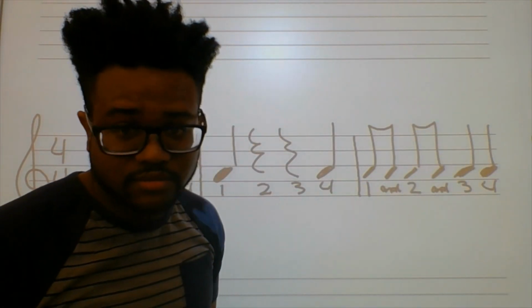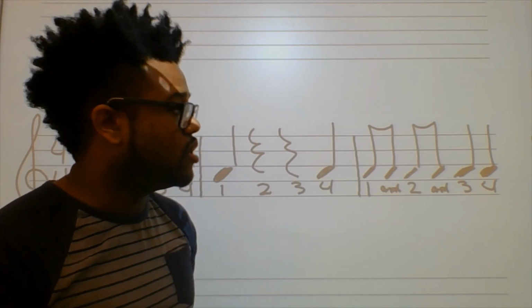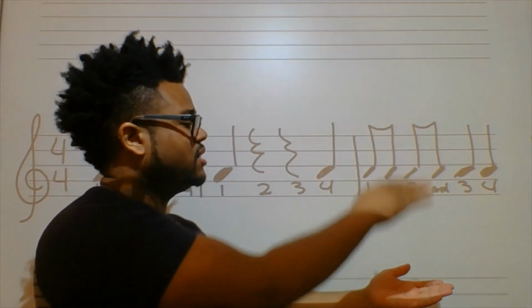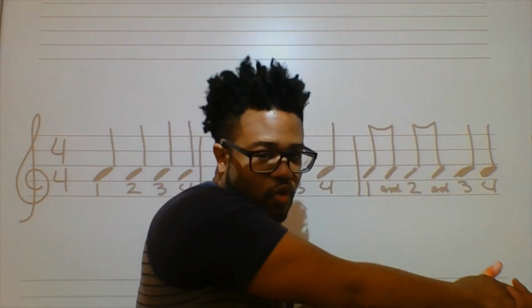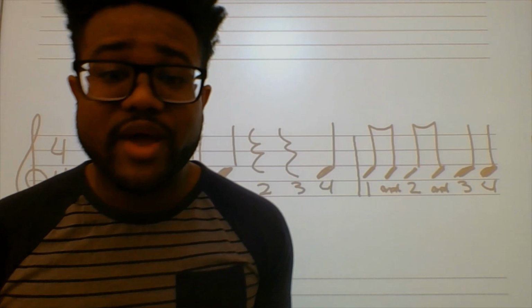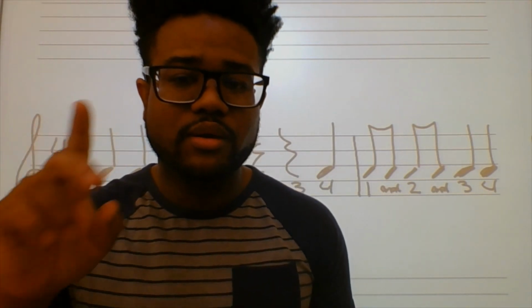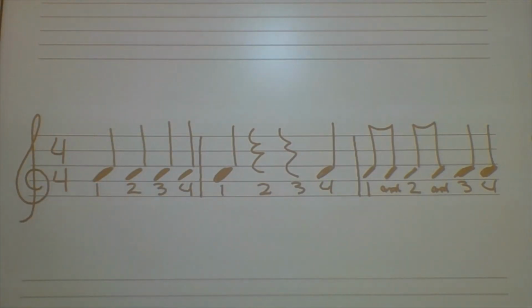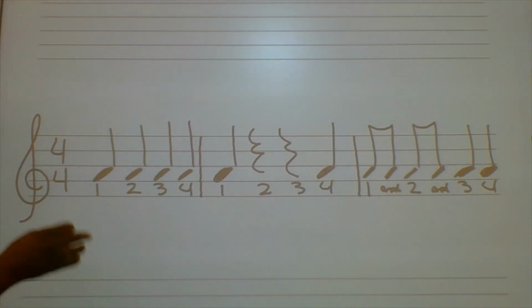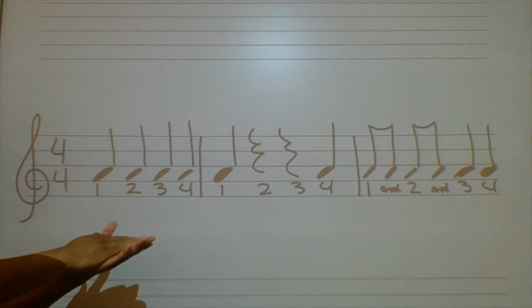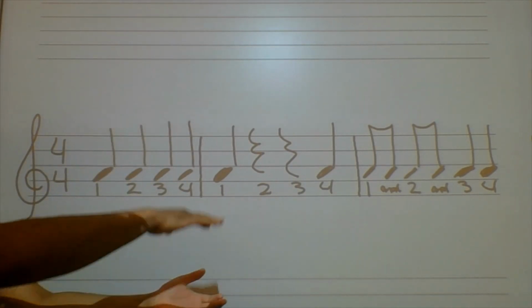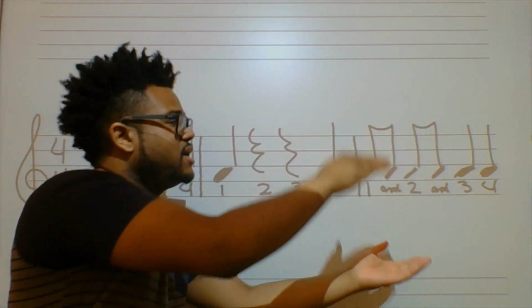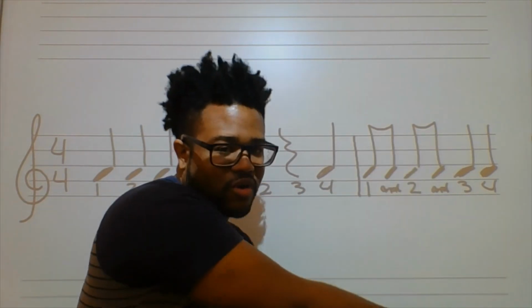Did you get it right? Let's try it one more time. 1, 2, ready and go. 1 and 2 and 3, 4. All right. Now that we have that, we're going to do measures 1, 2, and 3. Let's go. 1, 2, ready, go. 1, 2, 3, 4. 1, 2, 3, 4. 1 and 2 and 3, 4.